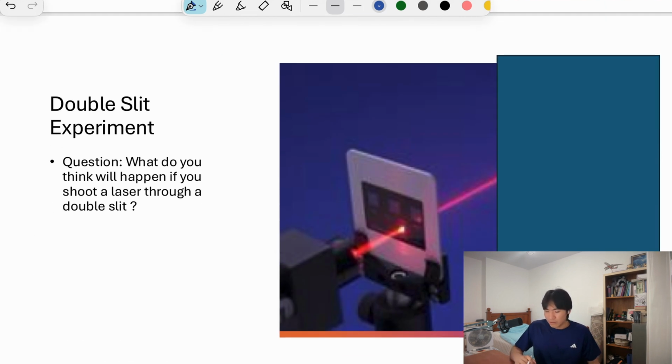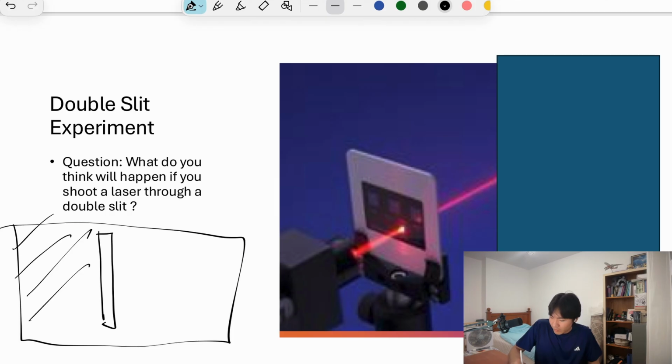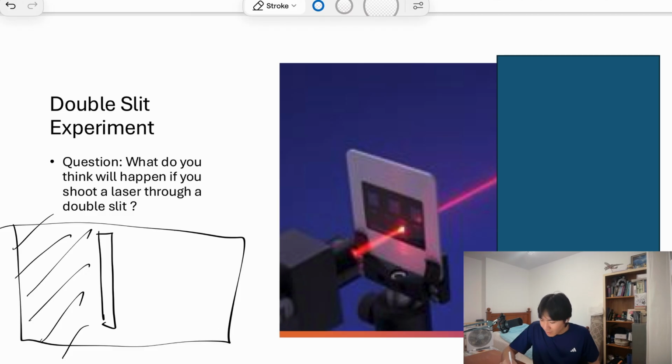Okay, imagine there is a double slit. What is a double slit? It's just a slit. Imagine this is a card, and imagine there's a slit in a piece of paper. This is a slit. What is a double slit? If you guessed it right, a double slit is when there are two slits.